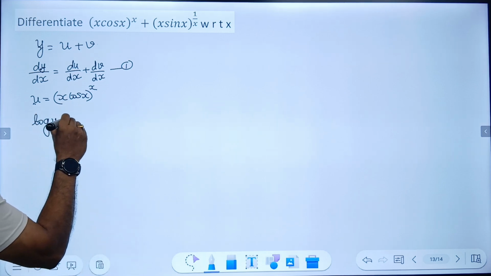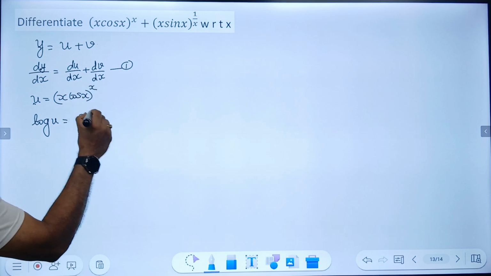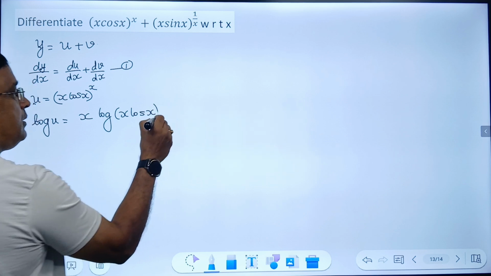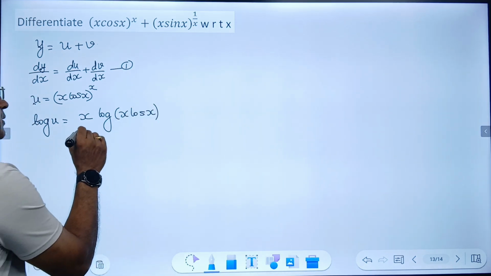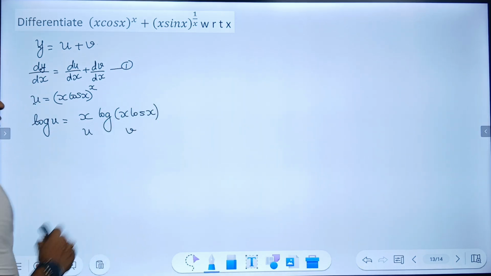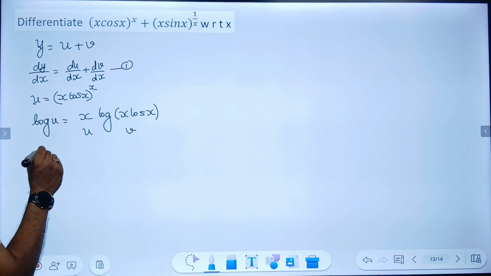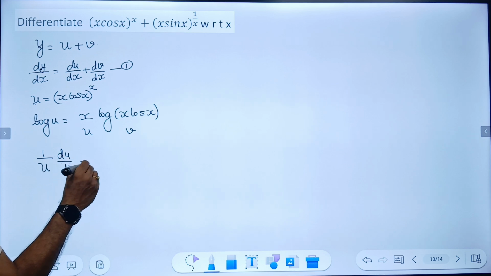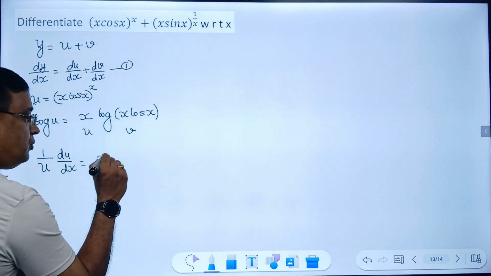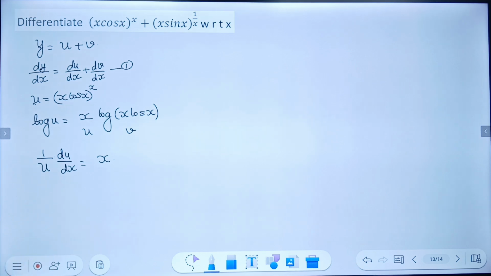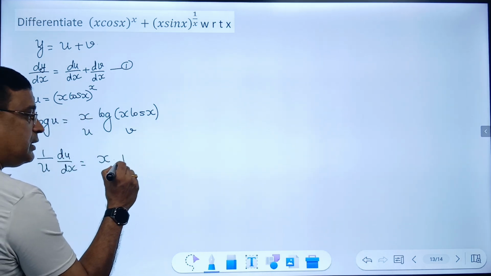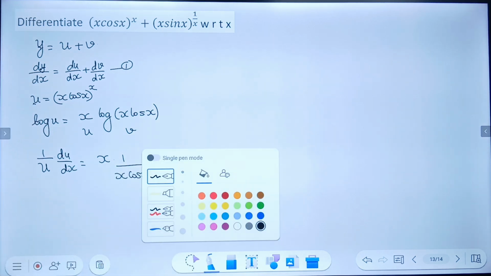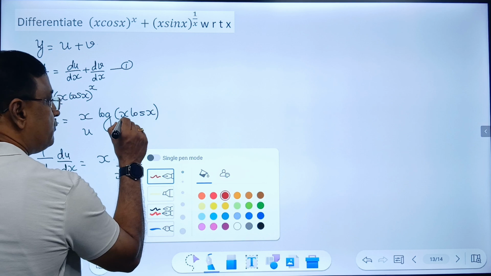Log u will be x log of x cos x. Now you see the differentiation is complicated. This is u, this is v. Okay, now differentiate. 1 by u du by dx equal to, what do I do with product rule? U into, I have to differentiate this v. First I differentiate log. What is that? 1 by x cos x, correct? 1 by x cos x. Now what I should do is, I have to differentiate this.